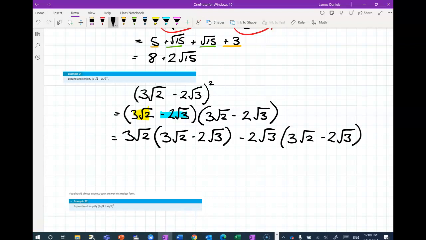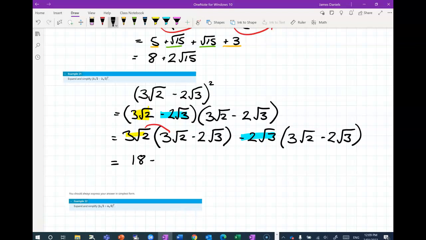Just got to be careful here. We're starting to see a few negatives. We've got one here, and that's where we split up the first bracket. We have our 4 multiplications to complete now. The first one, 3 root 2 times 3 root 2, times by itself. 3 times 3 is 9. Root 2 times root 2 is 2, so we have 9 times 2, which is 18.